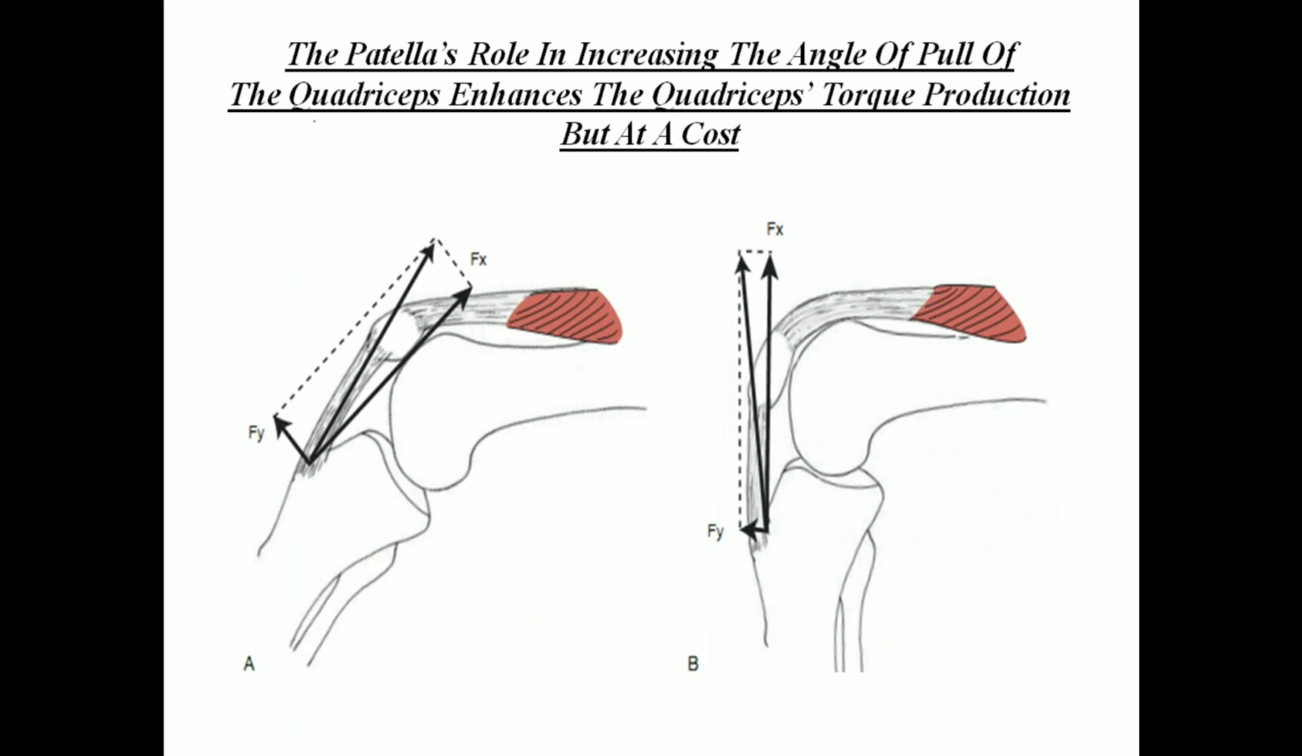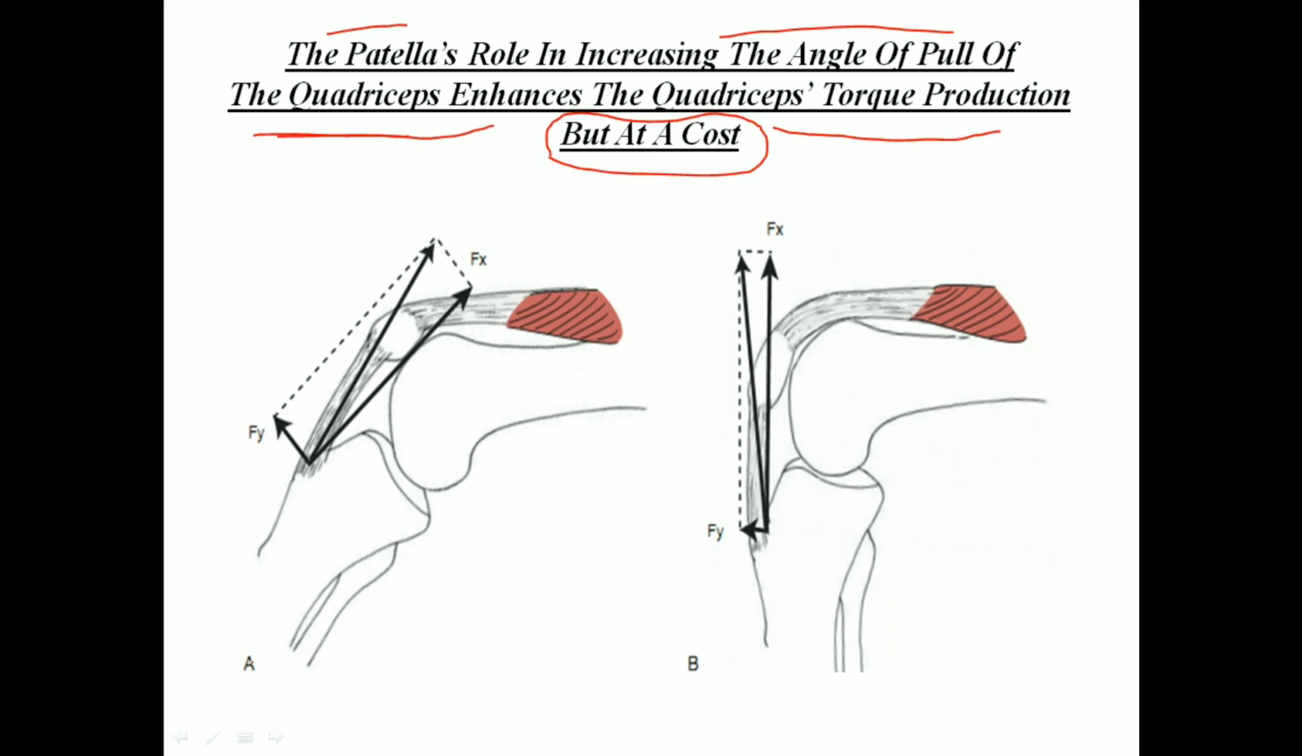Now one more important role of the patella, the patellar role in increasing the angle of pull of the quadriceps, that we have already seen. Now here the patellar role in increasing the angle of pull of the quadriceps enhances the quadriceps torque to produce extension, but at a cost. It has to pay some cost. Okay, so what is that cost?